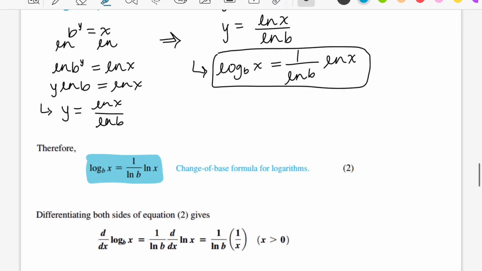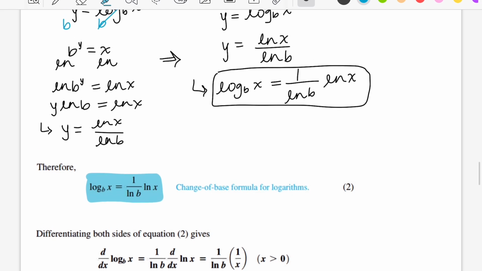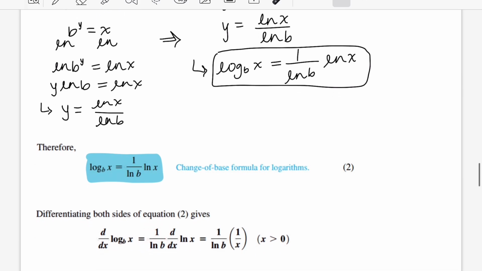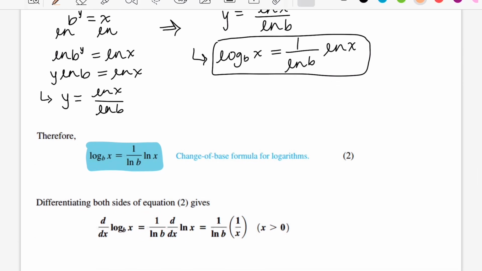All right, then we differentiate both sides of this. Taking the derivative of log base b of x with respect to x, we have this 1 over ln b out in front, because this 1 over ln b is just a constant.